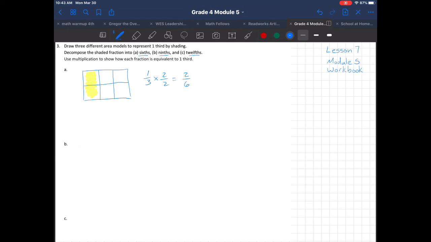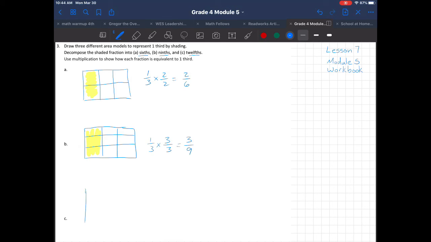Okay, for B, I have to draw thirds again. Shade in my thirds. This time we're doing 9ths for B. So I'm going to have to do a lot more of these to make 9ths. Let's see. There we go. Now there are 9 in there. So 1/3 times 3 over 3 gets me to 3/9, which is equivalent to 1/3.